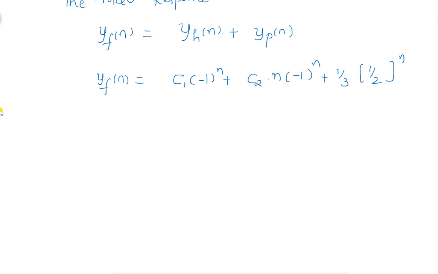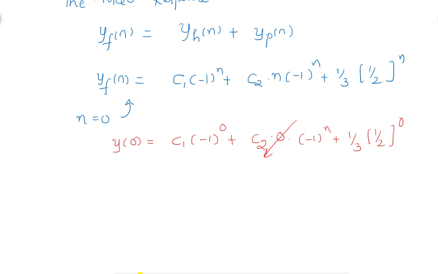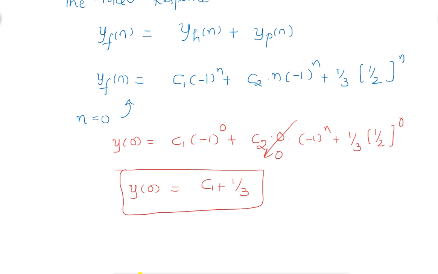How? Now, by substituting n is equal to 0 in the above equation, instead of y of n, I am writing y of 0. We get c1 into minus 1 whole to the power of 0 plus c2 into 0 into minus 1 whole to the power of n plus 1 by 3 into 1 by 2 whole to the power of 0. So this term becomes 0, and I get y of 0 equal to c1 plus 1 by 3. So this is one equation.